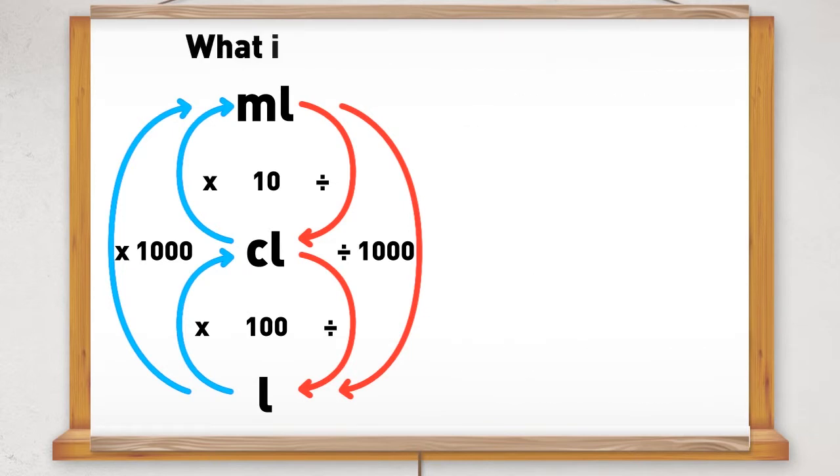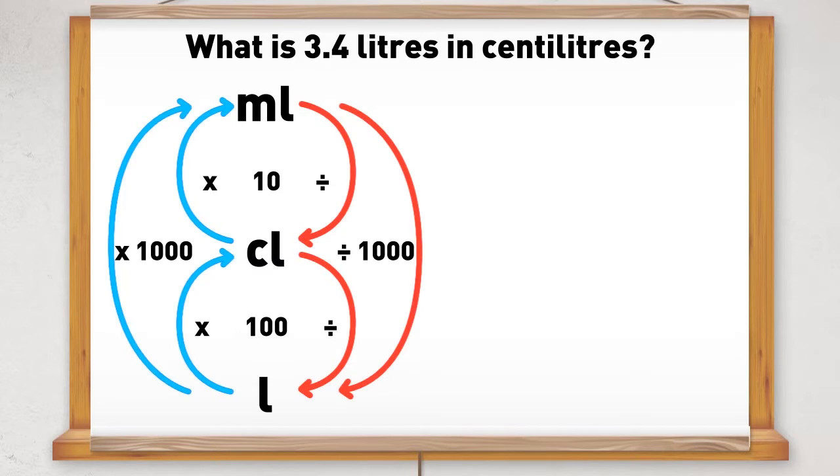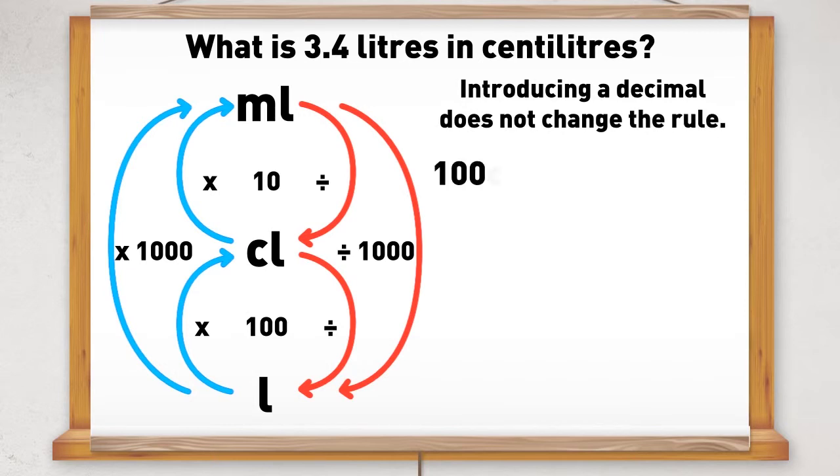What about 3.4 litres? What is this in centilitres? The numbers may look more difficult because we have introduced a decimal number, but it's to be treated exactly the same. The rule is we multiply by 100 to find the number of centilitres. If we introduce decimals, this does not change the rule. There are still 100 centilitres in a litre.